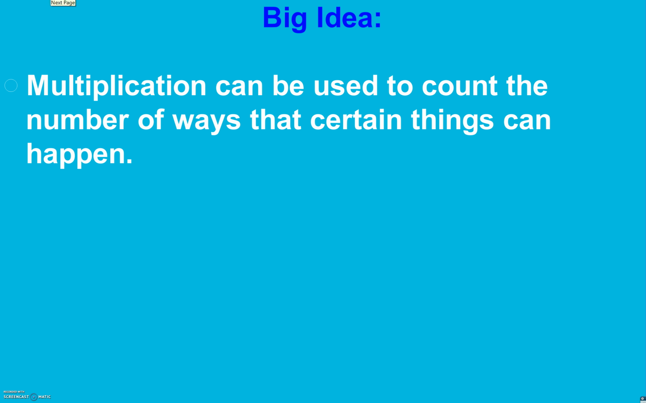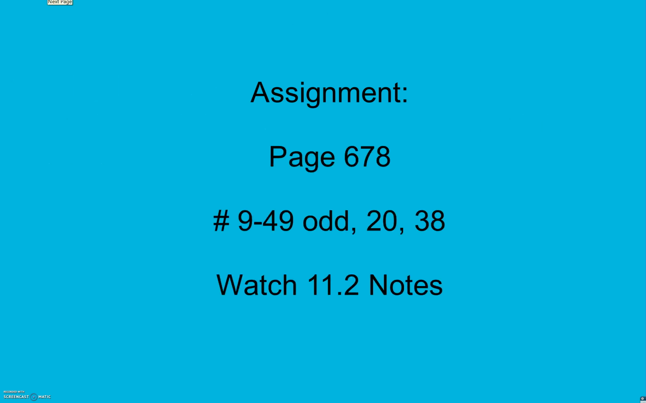Big idea recap here. Multiplication can be used to count the number of ways that certain things can happen. And here is your assignment.